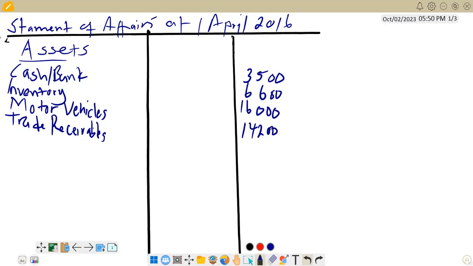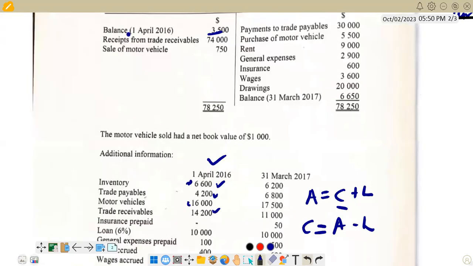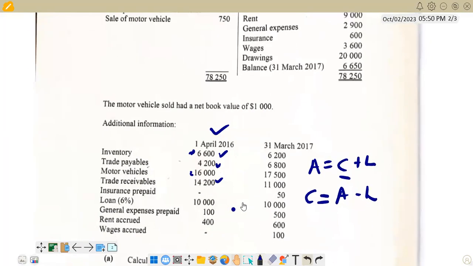14,200. Then we check another asset that we have. So we are just listing all the assets that we have there, right? After that figure for receivables, we've got insurance prepaid, so we've got nothing there. And then we've got loan. Loan is not an asset. This one is a long-term liability, a non-current liability, right?